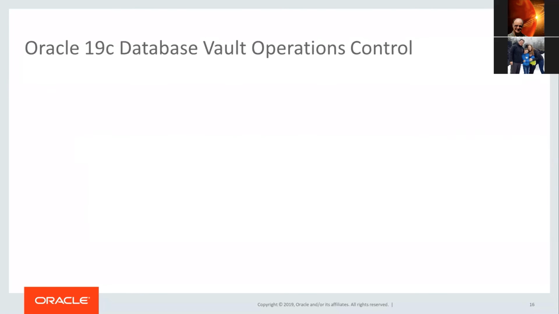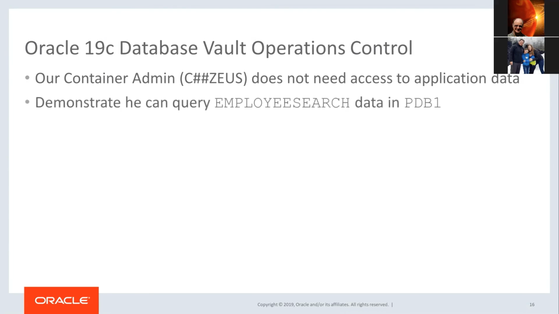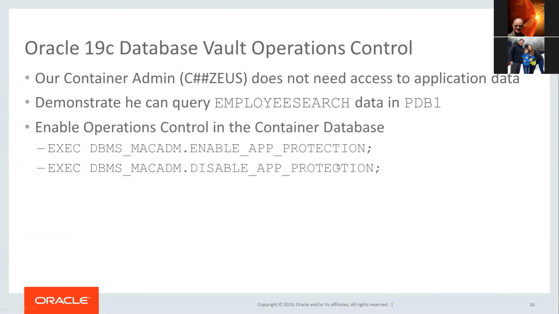We're going to enable that at the container level, and we're going to walk through a scenario. Our container admin Zeus does not need to access application data. We want to keep him out of that employee search schema. We're going to demonstrate that he can query that data in our pluggable database. We're going to enable it.